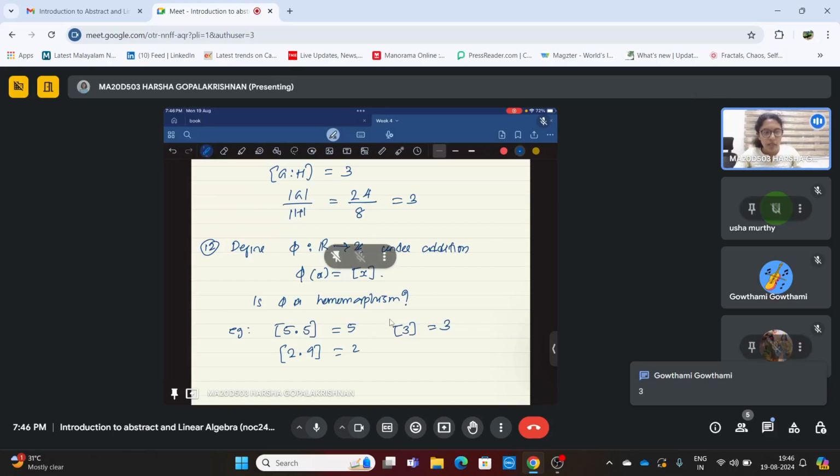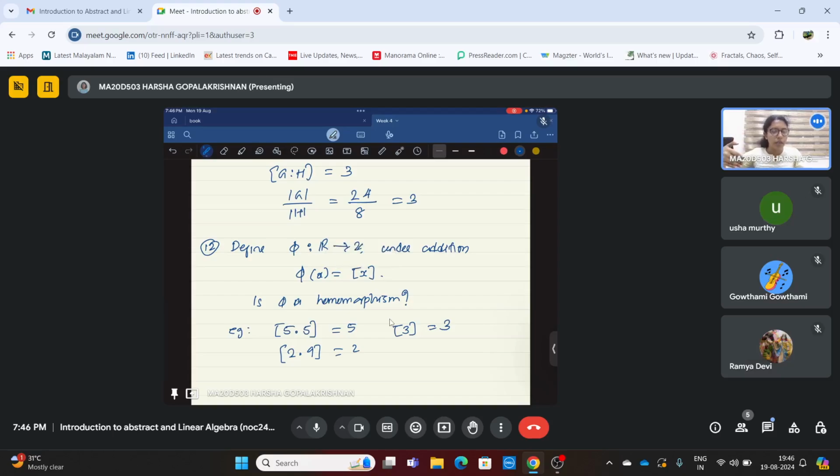So the greatest integer means the greatest integer less than or equal to the given number. Consider all the integers lesser than the given number, and out of that, which is the greatest one. Now the question is given as phi from R to Z. Obviously it is well defined, because if I take any real number, it maps to an integer only. Under the greatest integer function, it goes to an integer only. So R to Z, it is very well defined.